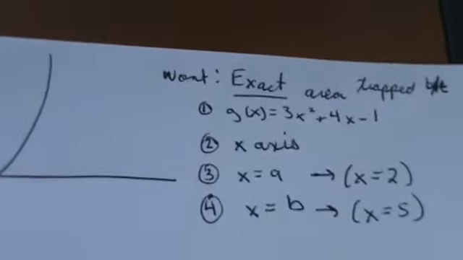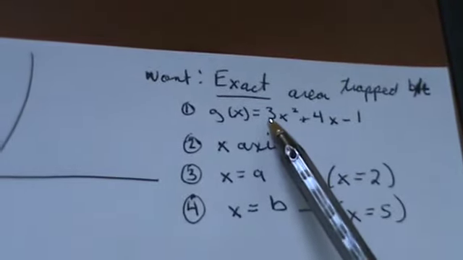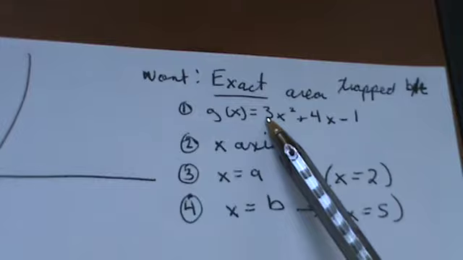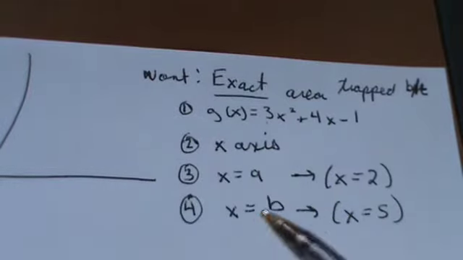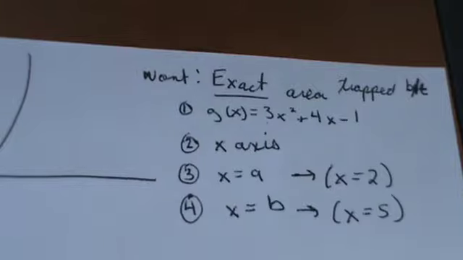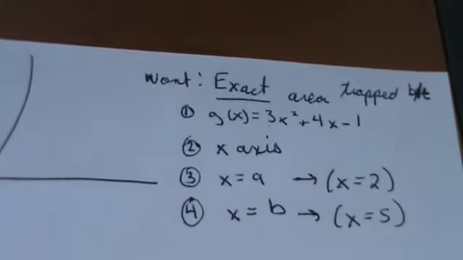I'd like to find the exact area that's trapped between this function, 3x squared plus 4x minus 1, what I just told you, the x-axis, x equals a, and x equals b. All right, so specifically x equals 2 and x equals 5. Now your calculator will find that, because if you're looking for the exact area, you want an infinite number of rectangles, and that is your antiderivative.